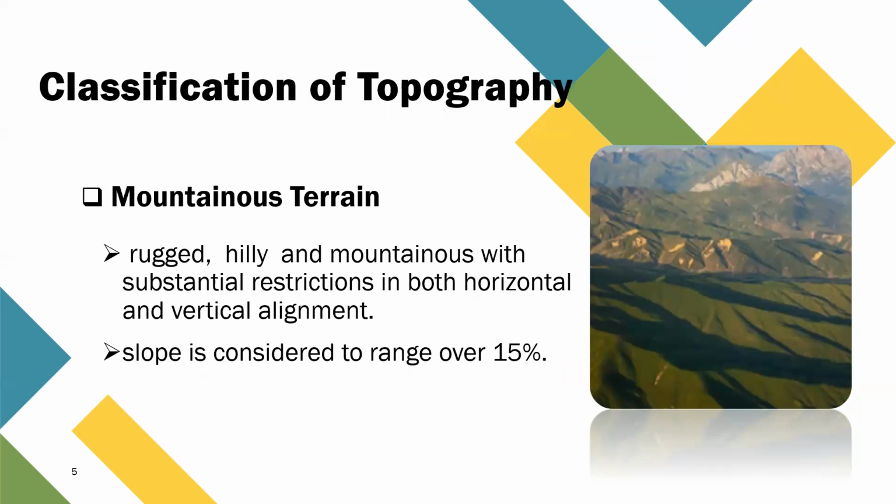And lastly, the mountainous terrain. Mountainous terrain is rugged, hilly, and mountainous with substantial restrictions in both horizontal and vertical alignment. Unlike in level terrain, constructing a road in a mountainous terrain is costly because benching and side hill excavation are frequently needed to obtain acceptable horizontal and vertical alignment. The slope in mountainous terrain is considered to range over 15%.